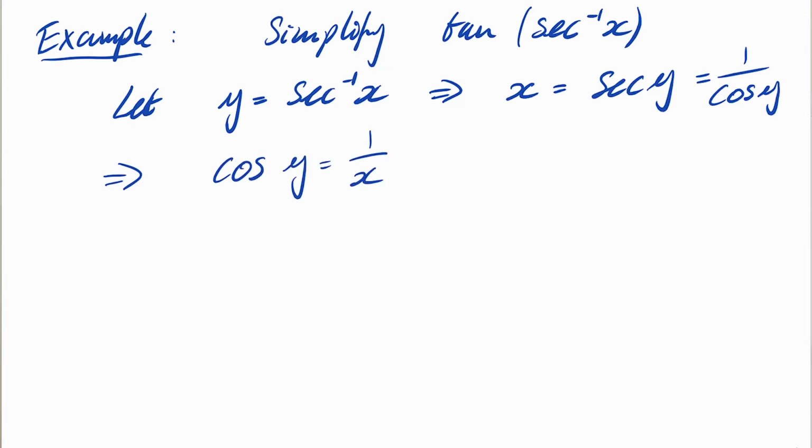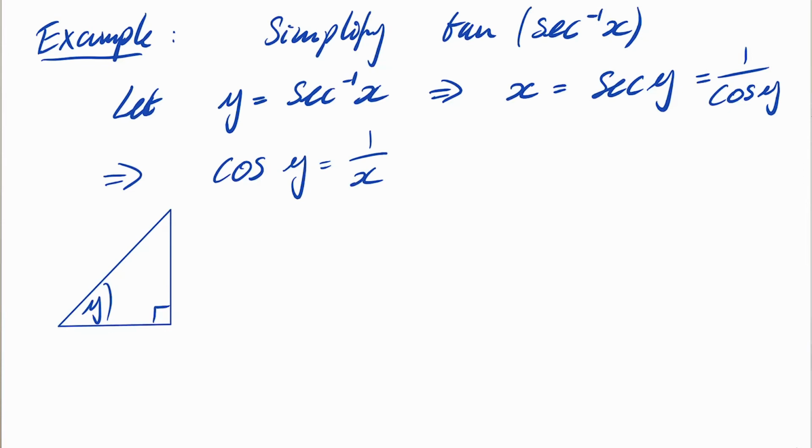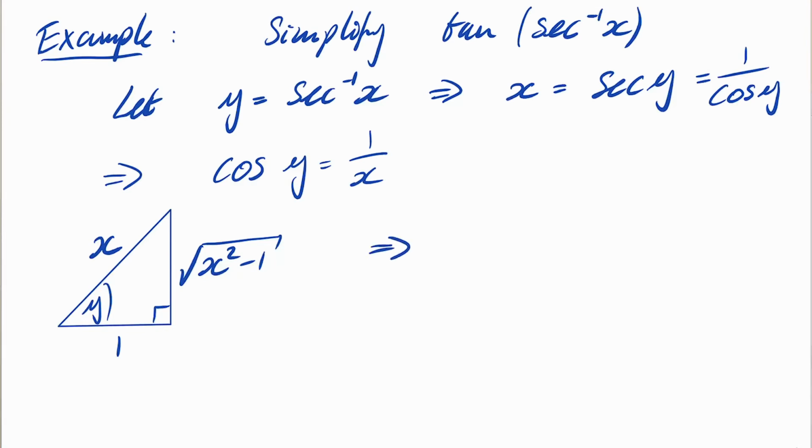Now, if I draw a right angle triangle to go with this picture, this is a really useful trick in order to simplify these sorts of problems. Let's draw a triangle with y as one of the angles, cos y is 1 over x, and if I use my trig rules, I have 1 over x, which means that the third side is the square root of x squared minus 1. So I can now read off what sine y is and what tan y is. So tan y from this picture is opposite over adjacent, which is the square root of x squared minus 1 over 1.